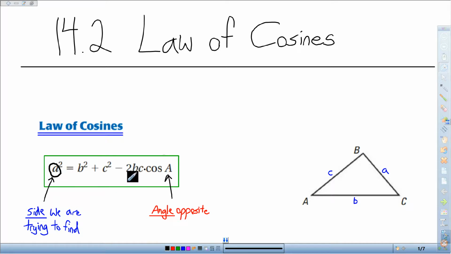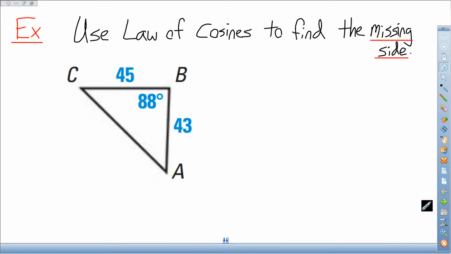This b and c is the same thing as these. They're the other side lengths. This last thing, this angle, is the angle opposite the side length we are trying to find. A lot like with law of sines, when it was all about a side length and the angle opposite, it's the same idea here. This is the side we're looking for, and this is the angle opposite that side length. Everything else kind of just falls into place. It's a weird formula, we'll refer back to it as we do it, but let's jump in and try one of these problems.